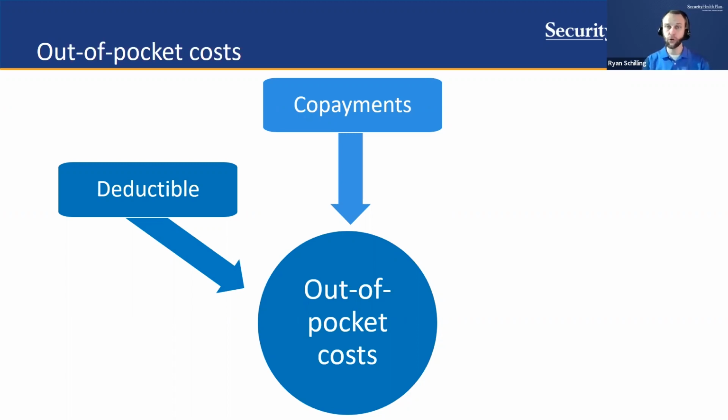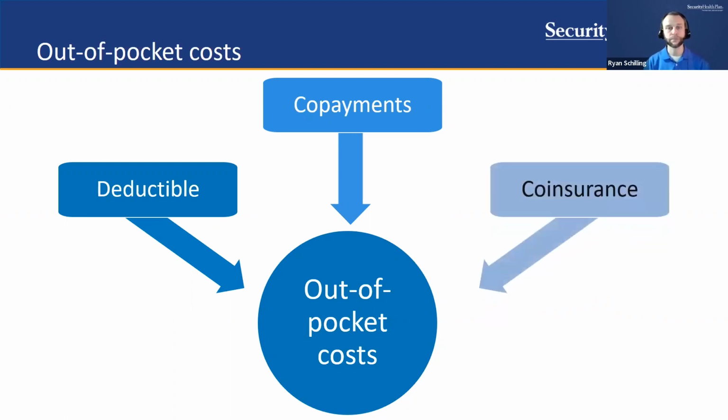So I'm paying those co-payments alongside my deductible, or maybe I pay those after I meet my deductible. Plans could go both ways. But those both count towards my out-of-pocket maximum for the year, my annual out-of-pocket maximum. It has a couple different names, but it's the maximum out-of-pocket cost for the year.